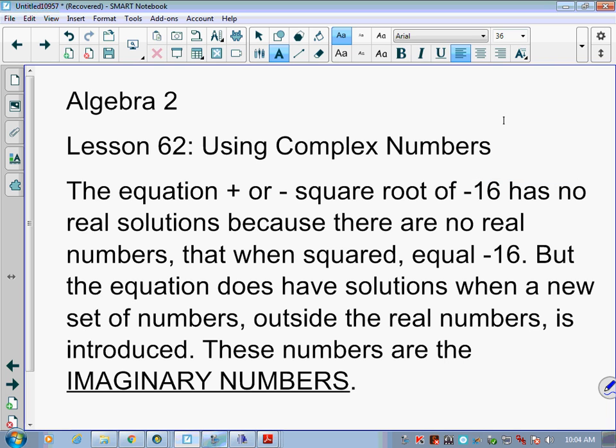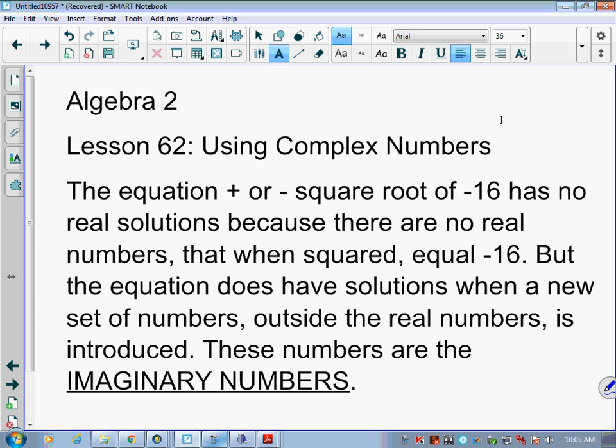Alright, today we're covering Algebra 2, Lesson 62, using complex numbers. This starts in your book on page 442. We're going to go through some definitions and things here before we actually start working out problems, so we understand some of what's going on.